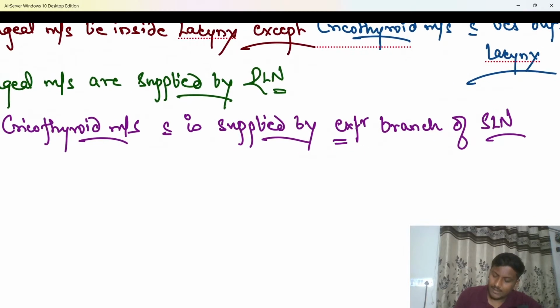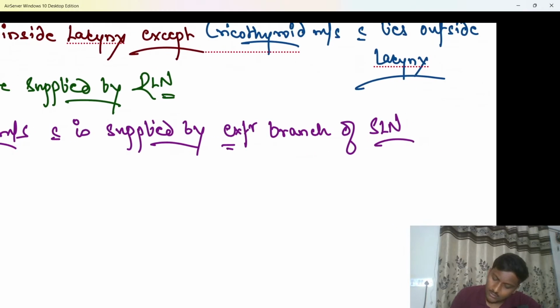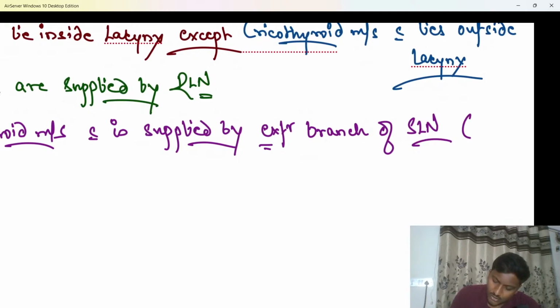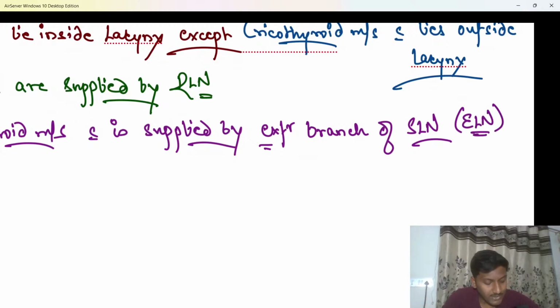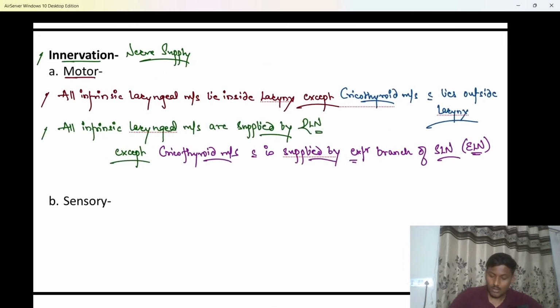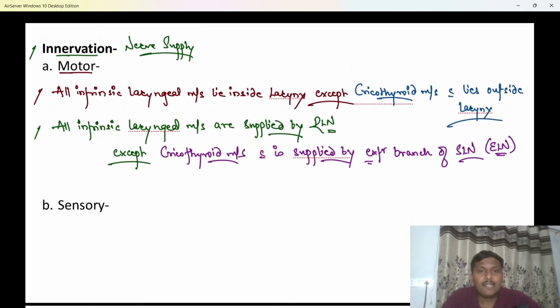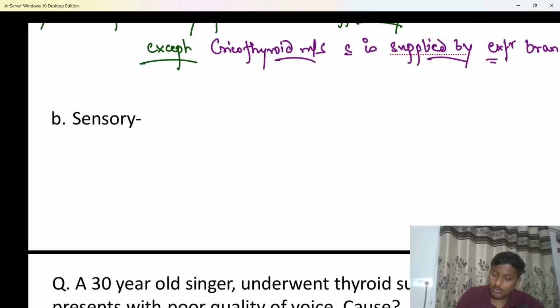Okay? And this external branch of superior laryngeal nerve is also called as ELN, that is external laryngeal nerve. So don't get confused. Instead of external branch of SLN, if they write ELN, it's one and the same thing, beta. So all intrinsic laryngeal muscles lie inside the larynx except cricothyroid muscle, which lies outside the larynx. First point. Second point to be remembered, all intrinsic laryngeal muscles are supplied by the recurrent laryngeal nerve except cricothyroid muscle, which is supplied by the external branch of superior laryngeal nerve, which can also be called as the external laryngeal nerve. Okay? Please remember. So that was about the motor nerve supply.